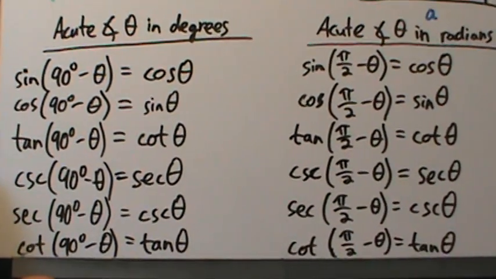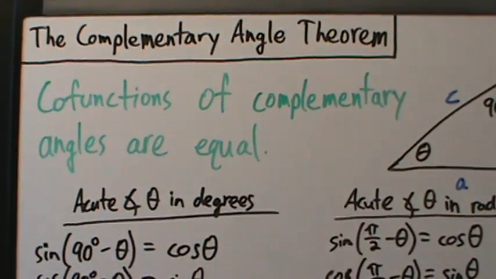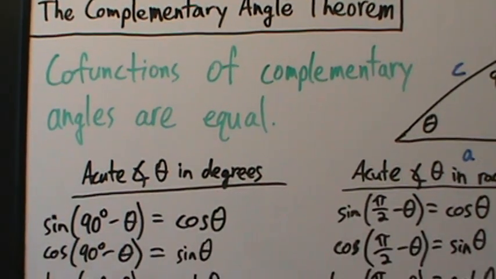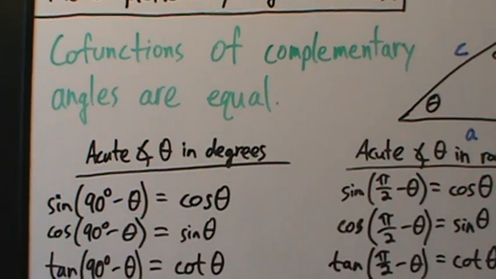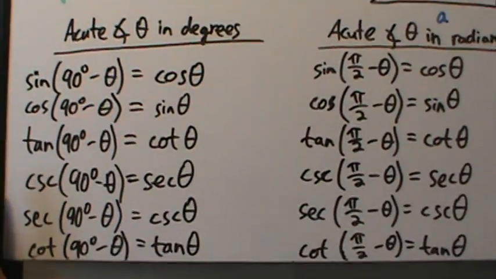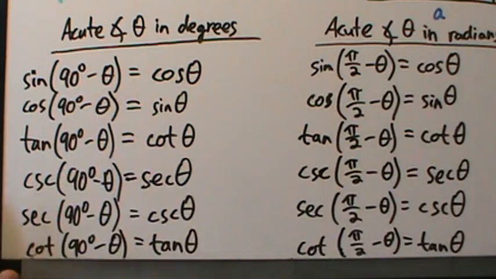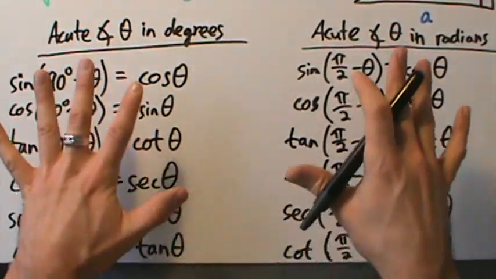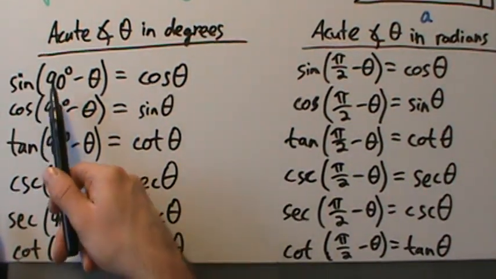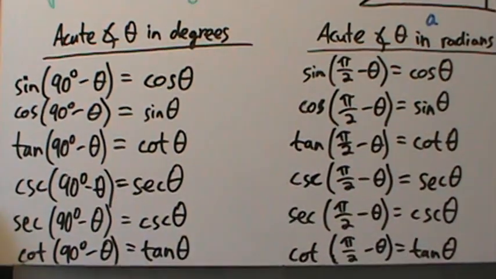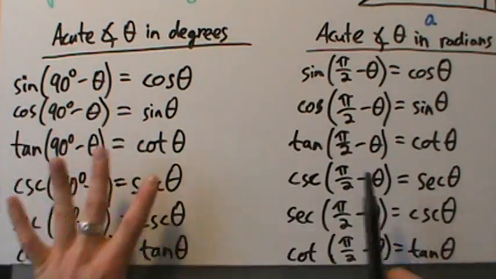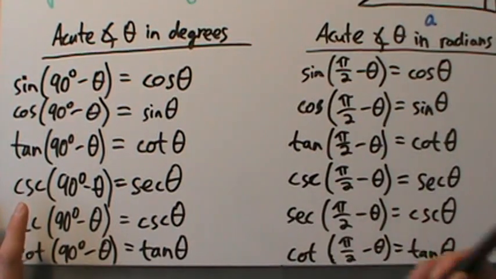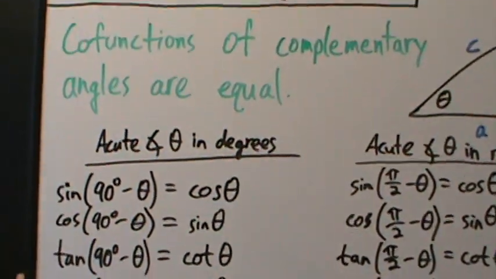Okay, so what we have here is the complementary angle theorem. It says that cofunctions of complementary angles are equal. So remember, cofunctions like sine and cosine are cofunctions of each other, and so on and so forth. If theta is in degrees, then that tells us this. If theta is in radians, then that tells us this instead. But these two things really say exactly the same thing. Just here we're measuring angles in degrees, here we're measuring in radians. We're also going to use these facts to help us evaluate and calculate some trig functions in the upcoming examples. So that is the complementary angle theorem.